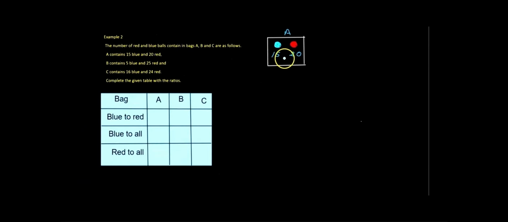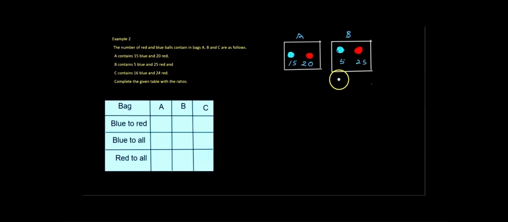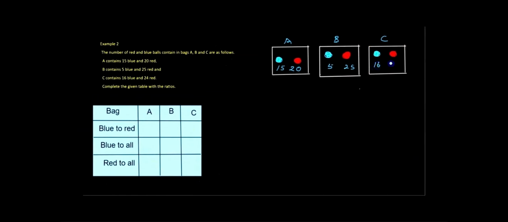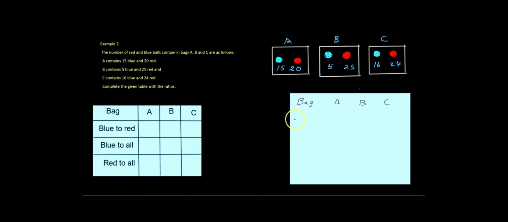Let's do example 2. We have to complete the given table. These are the 3 bags A, B, and C. The figure shows the number of balls in the bags. Blue to red balls in the bag A is 15 to 20. This can be simplified to 3:4.